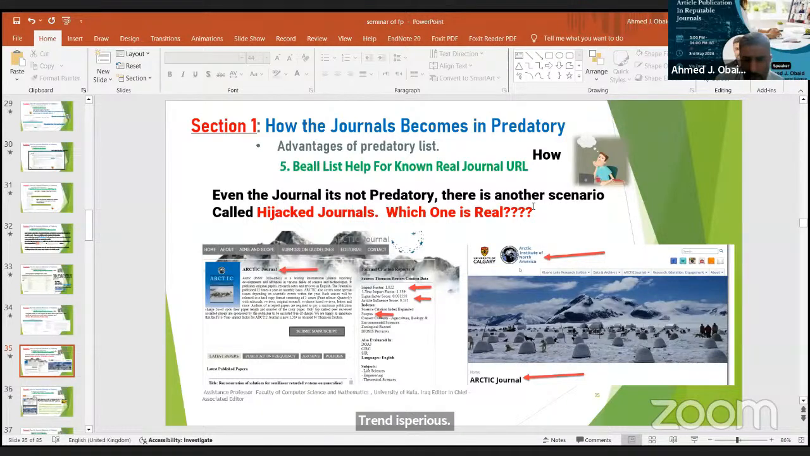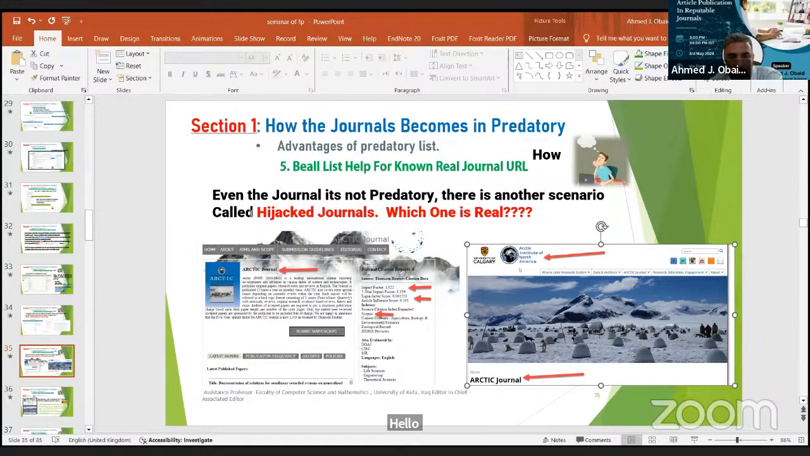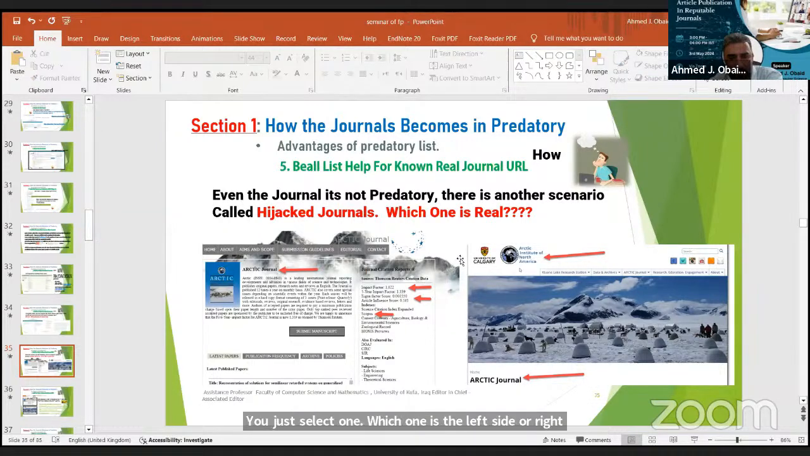Already, up to this time, this journal has announced and made a call for papers. Is there anyone in the meeting now who can tell me which one is considered original and which one is considered fake? Just to make some interaction with our slides. You just select one: which one, the left side or right side, is considered fake and which one is considered real.